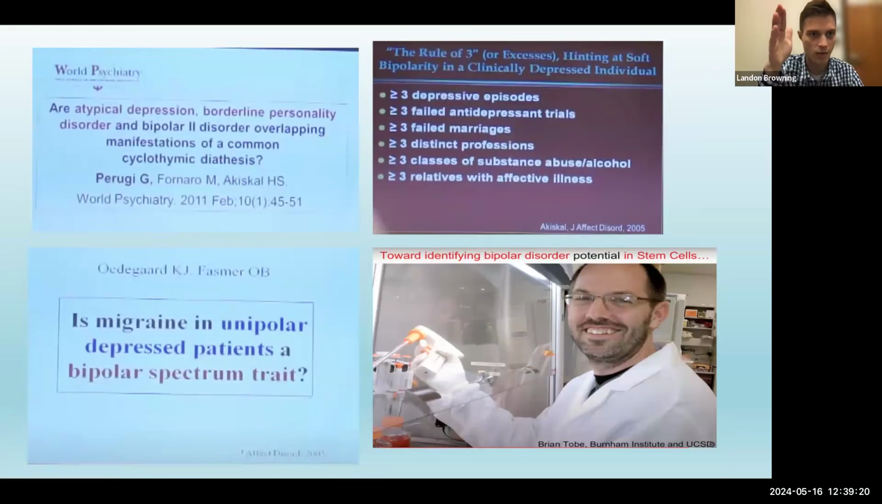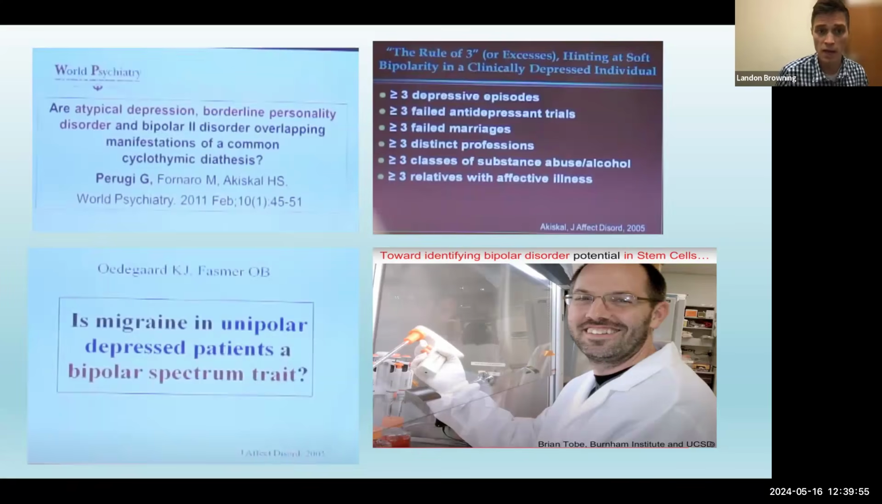It's kind of hard to get through, but: atypical depression, borderline personality disorder, and bipolar 2 disorder as overlapping manifestations of a common cyclothymic diathesis. The rule of 3, hinting at soft bipolarity in a clinically depressed individual: 3 or more depressive episodes, 3 or more failed antidepressant trials, 3 or more failed marriages, 3 or more distinct professions, 3 or more classes of substance abuse or alcohol, or 3 or more relatives with affective illness, and that's hinting at bipolarity for him.